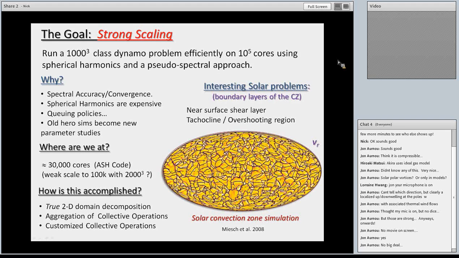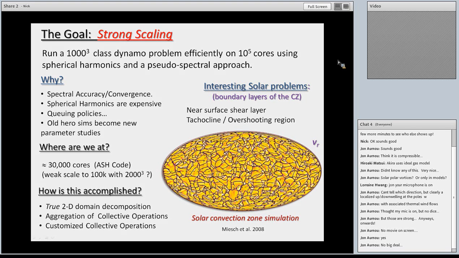And for the sun, there's a lot of interesting problems, basically things that are addressing the boundary layers of the convection zone. So looking at this near surface shear layer, looking at the tachocline or convective overshooting region, all of these problems require quite a bit of resolution. So high spherical harmonic degrees, 1,000, 2,000. And so you really actually need quite a number of cores to work on those sorts of problems.